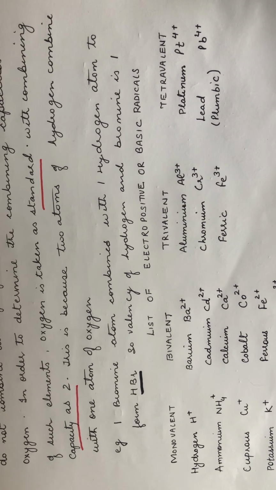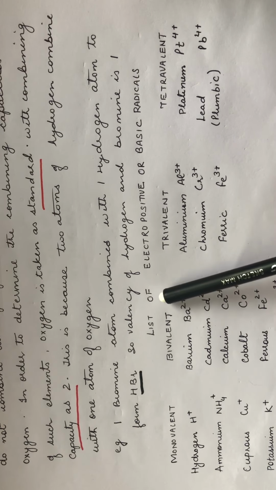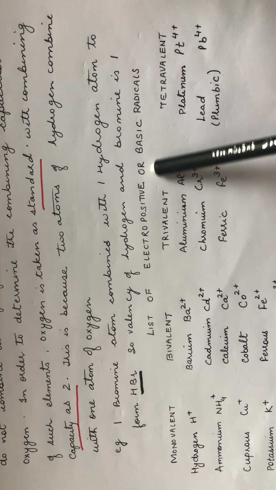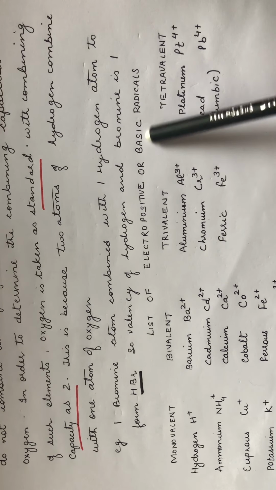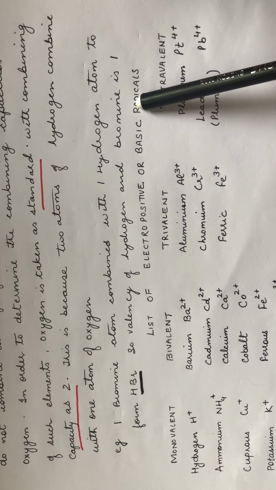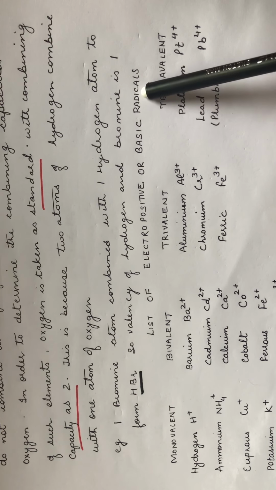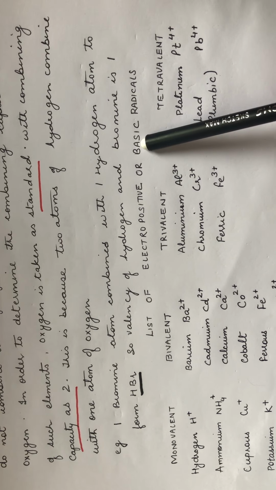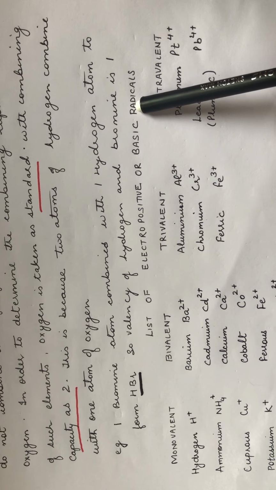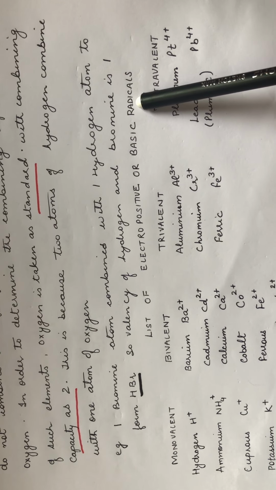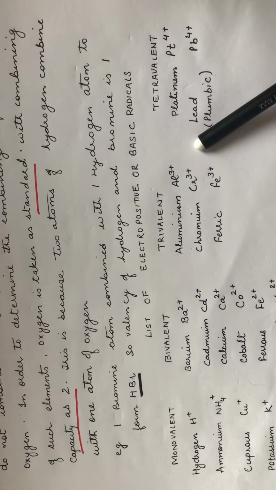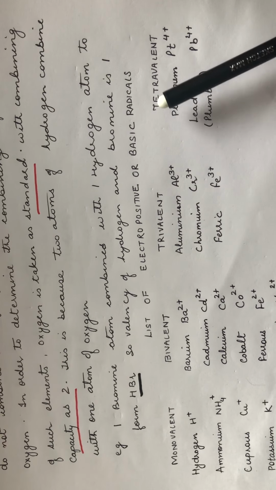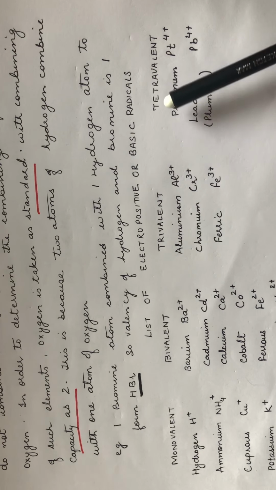Welcome to chemistry class. In the last video, I have already explained the concept of valency. Now here I have just explained there is a list of electropositive or basic radicals. What is a radical? I explained in my last video that a group of atoms having charge are known as radicals, and the basic radicals are those which have positive charge, and acid radicals are those which have negative charge. So if we want to write the chemical formula of a compound, we must know the charge which is present on a radical.